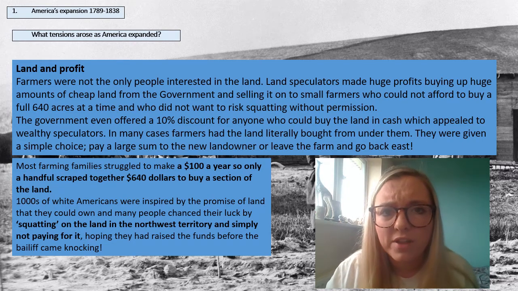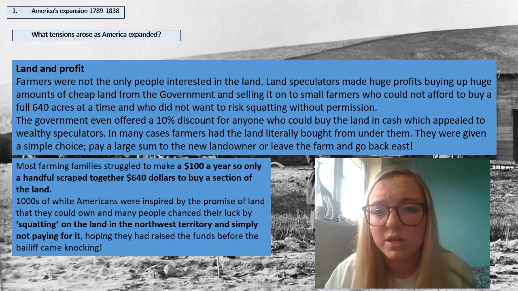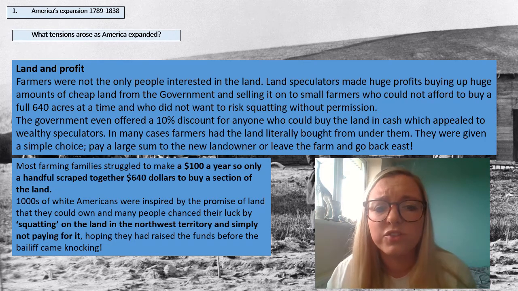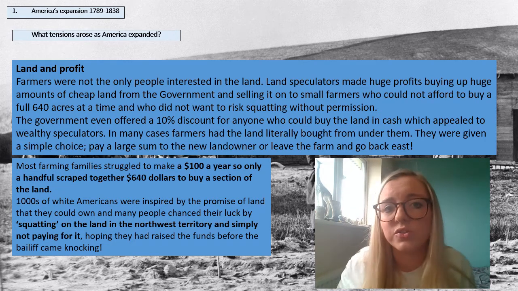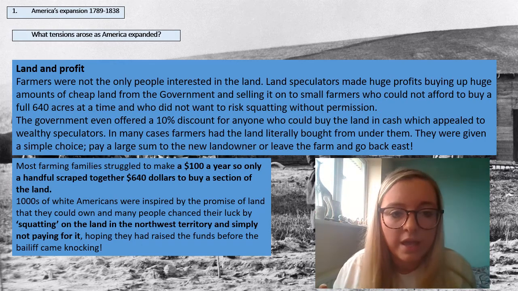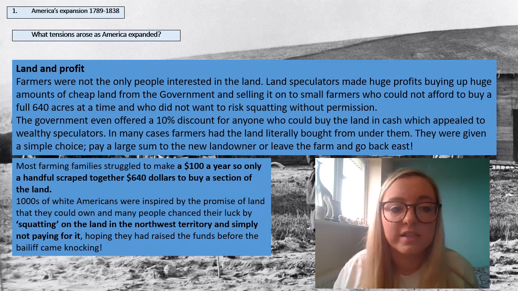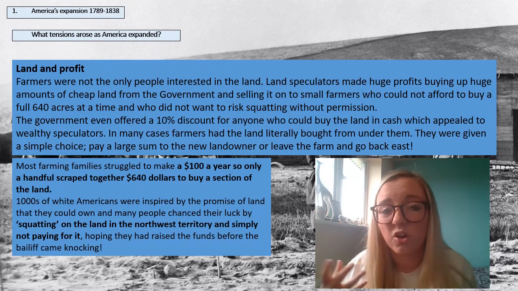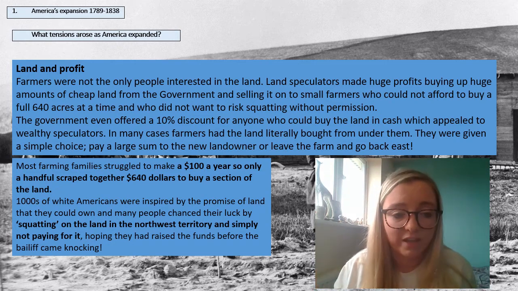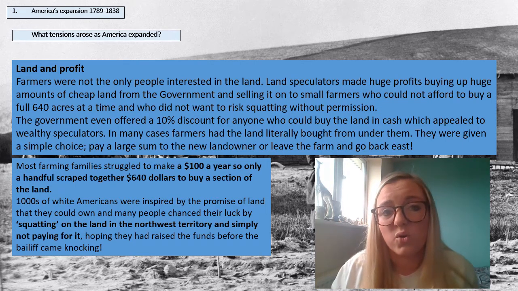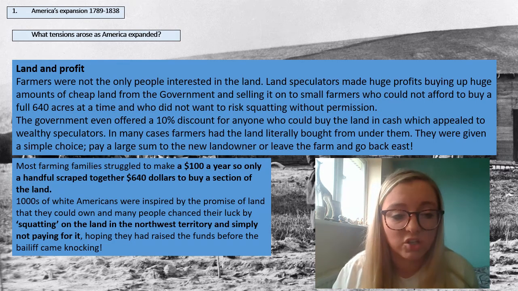But a lot of the land was bought up by land speculators who made huge profits by buying lots of cheap land from the government and then selling it on to small-scale farmers. This worked in their favour because the government would only sell 640 acres of land at a time, and most people that were settled in America were incredibly poor. They'd gone there to make themselves a living. But most families struggled to make $100 a year, so they couldn't really scrape together $640 to buy a section, just one section of land.